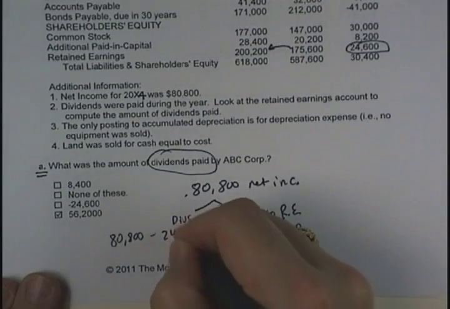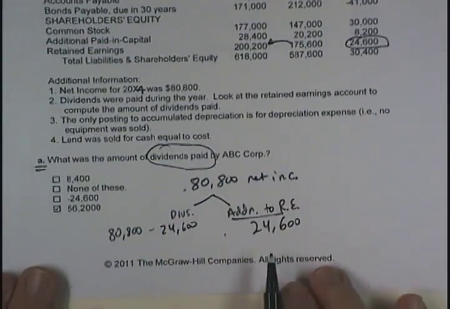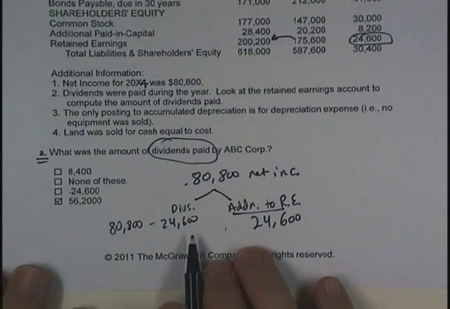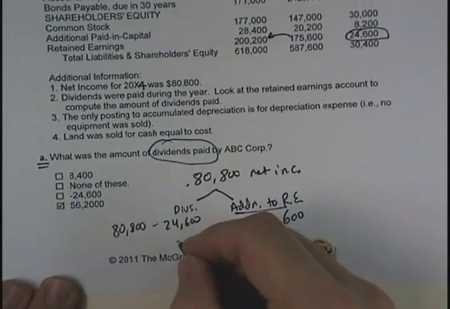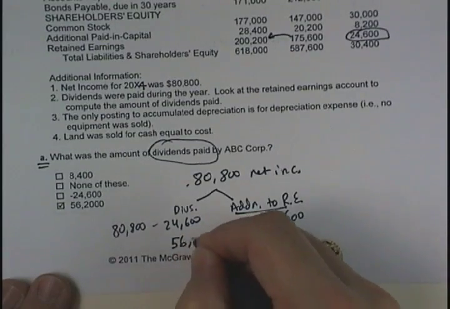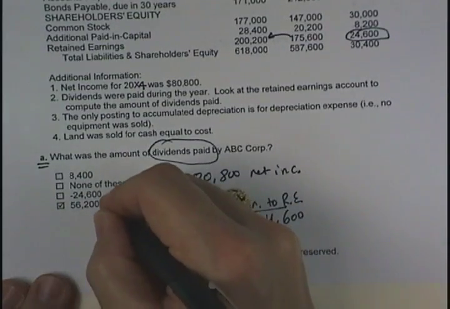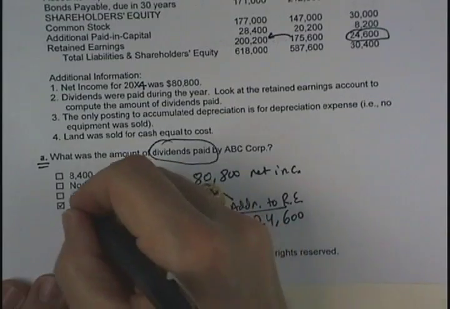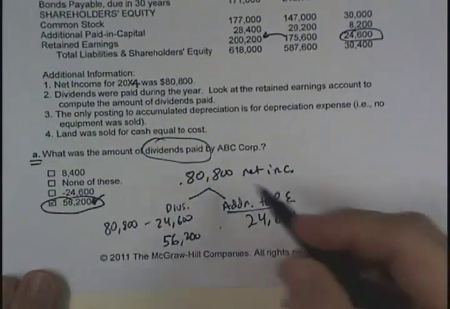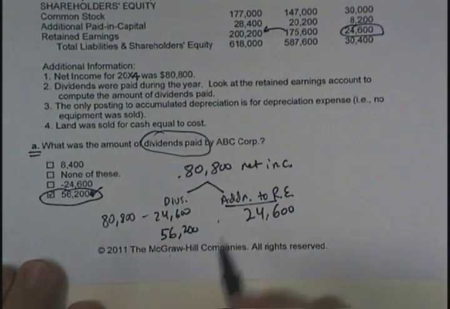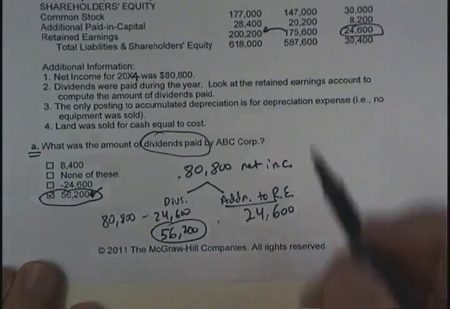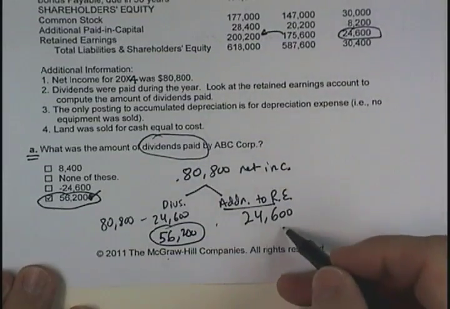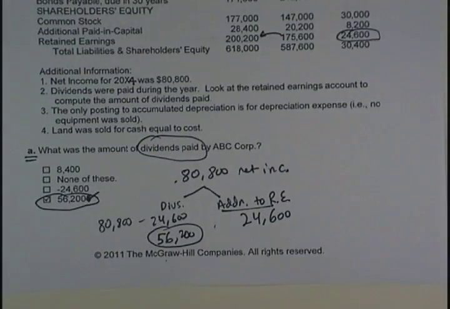If it was not retained, it must have been paid out as dividends, so I'll take the $80,800 net income and subtract the $24,600 addition to retained earnings, and that way we can determine that the dividends paid were $56,200. Every dollar of net income was either paid out as dividends or retained inside the firm. So the addition to retained earnings was $24,600. The dividends had to be $56,200.